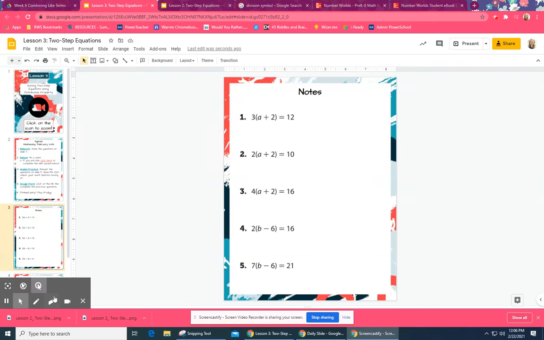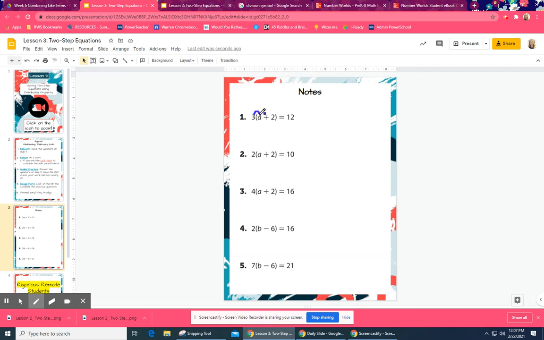This lesson is going to go over how to solve two-step equations using the distributive property. So on all of these, you can see that there's parentheses with a number directly to the left of it, and that shows that you have to distribute. And distribute means multiply. So on number 1, it says 3 in parentheses a plus 2 equals 12.